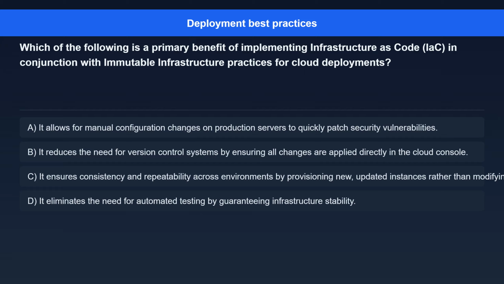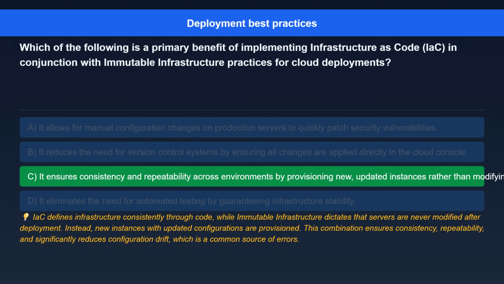Option C. It ensures consistency and repeatability across environments by provisioning new, updated instances rather than modifying existing ones, thereby minimizing configuration drift. Option D. It eliminates the need for automated testing by guaranteeing infrastructure stability.